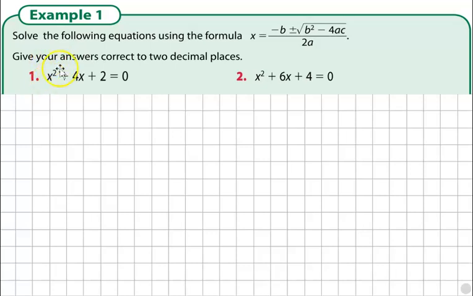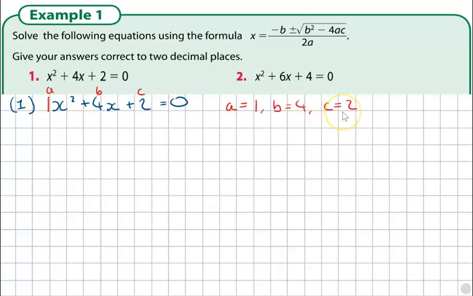So, number 1, x squared plus 4x plus 2 is equal to 0. I write out my equation. I draw in my invisible 1 in front of the x squared. I label a, b, and c. So a is equal to 1, b is equal to 4, and c is equal to 2. Note that you don't ever put any x's into the formula, only numbers.